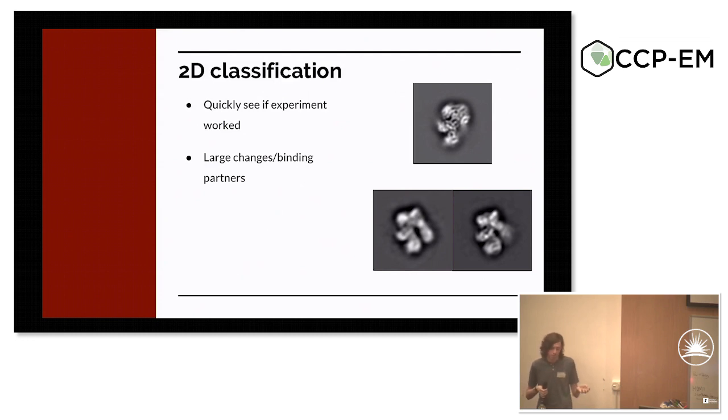So at this point, as I mentioned, they had two options. They either go back to the bench and try and find a way to stabilize this connection, or, as they did in this case, collect an enormous amount of data to try and computationally fix this flexibility and heterogeneity. It's not necessarily the best option. They're probably better served by going back to the bench.